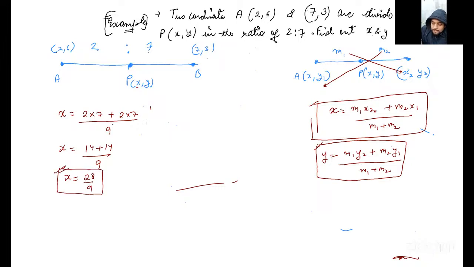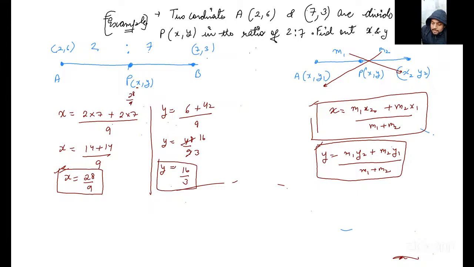In the same way, for the y, this 2 will multiply with this 3, making 6. This 7 will multiply with this 6, making 42, upon 9, which is 2 plus 7. Do you understand? So y is equal to 48 by 9. This can be divided by 3, so it becomes 16 by 3. So these are the coordinates, which are 28 by 9, comma 16 by 3.